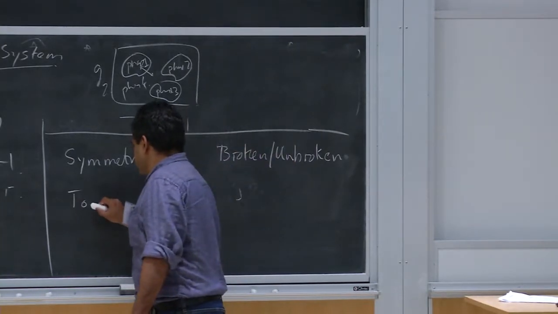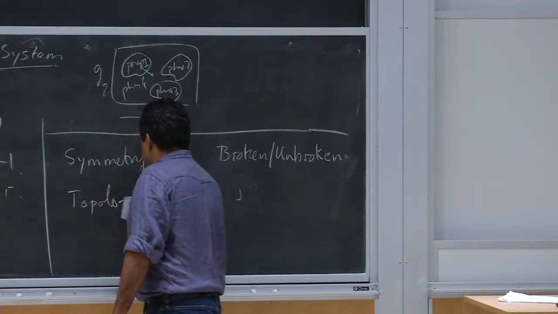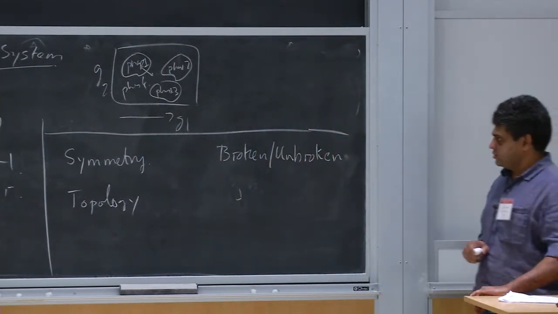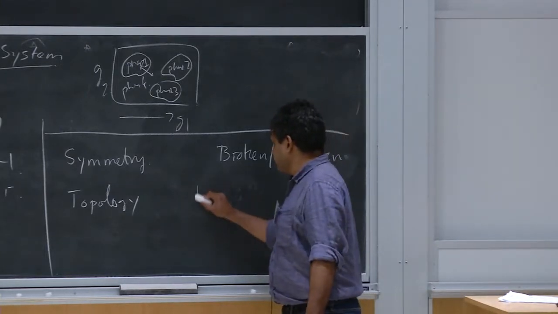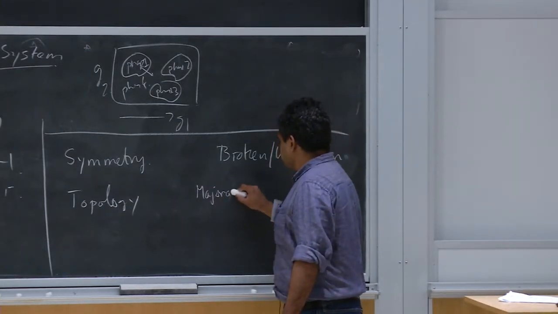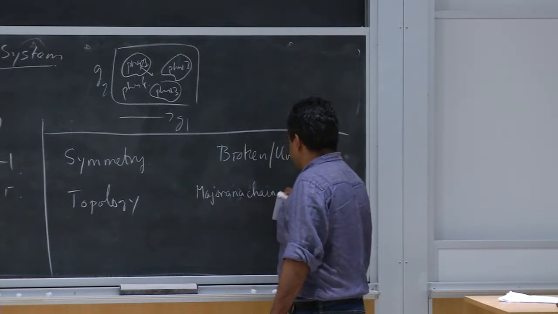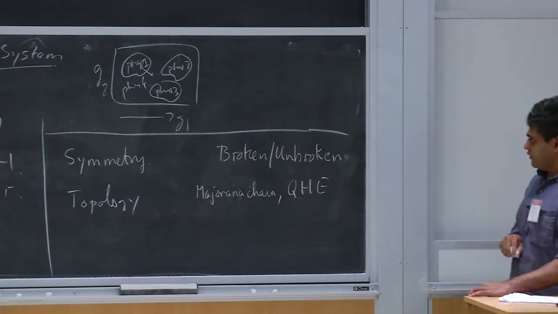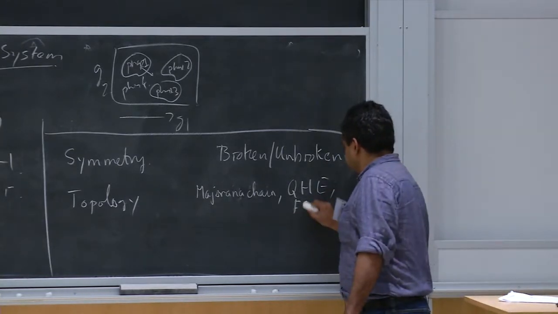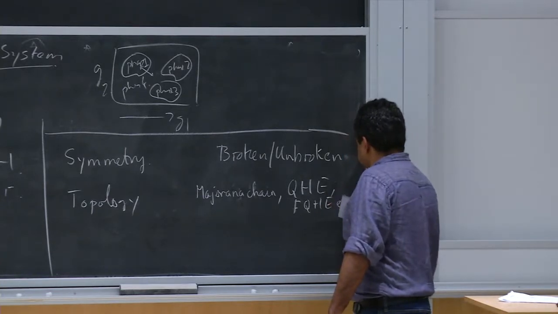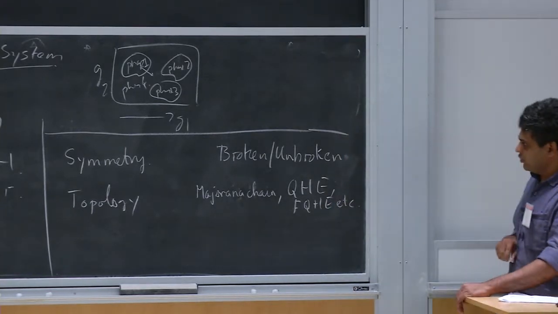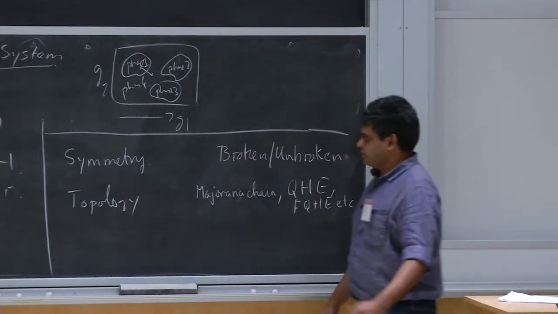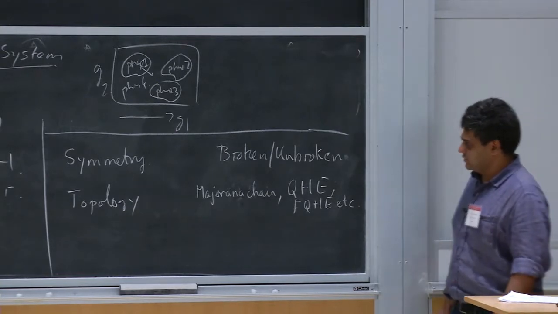So Lucas, in his last talk, told you about phases of matter that are distinguished on the basis of topology. So these are, for example, things like the Majorana chain, the quantum Hall effect, and so on. The fractional quantum Hall effect too. And this is very old, of course. This is fairly old, from the 70s and 80s.